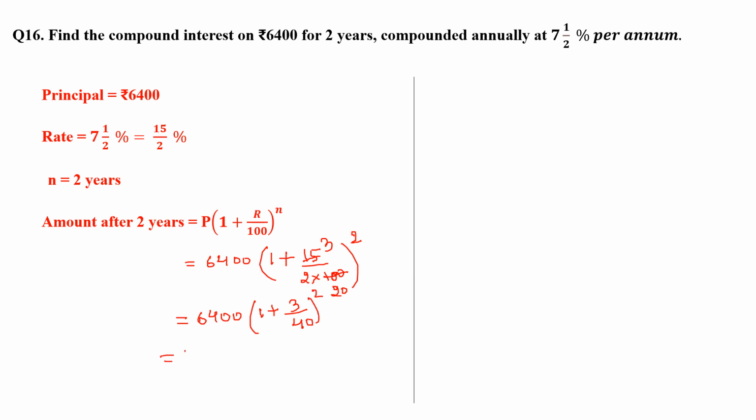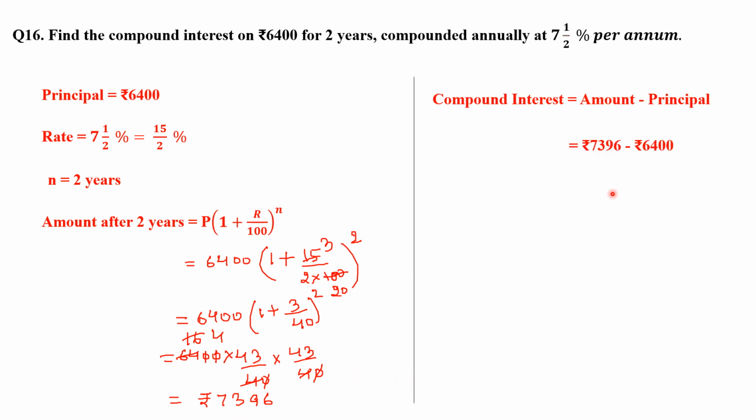And if you take LCM, it will be 6400 into 43 by 40 into 43 by 40, because it is a square. So I'm writing it 2 times. Now eliminate these zeros. 4 times 16 and 4 times 4. And if you multiply everything, you will get 7396 as your amount. Now, once you have a value for amount, you can find the compound interest, and the formula is amount minus principal. Now, substitute the values. You will get your compound interest as 996 rupees.